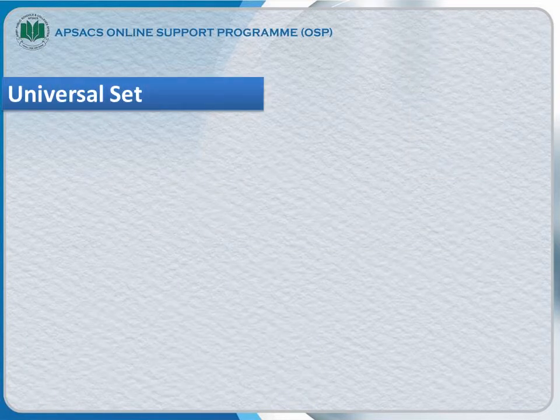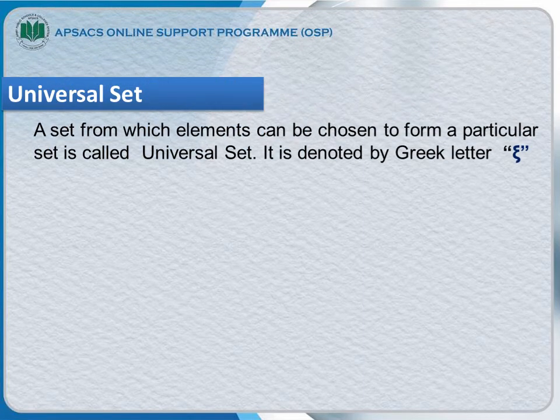In this lecture, we will learn about universal set and complement, or complementary set. First, we will discuss universal set. A set from which elements can be chosen to form a particular set is called universal set. It is denoted by the Greek letter psi.